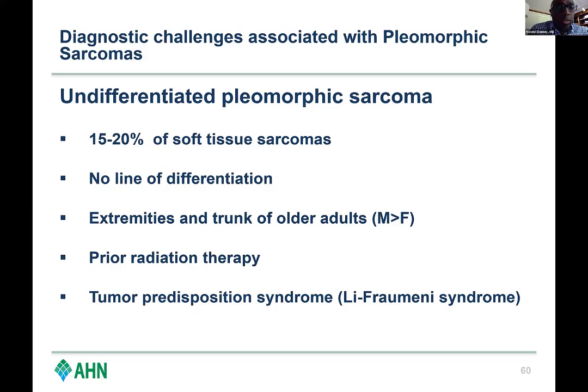And this is the last pleomorphic sarcoma I want to talk about today, undifferentiated pleomorphic sarcoma. This is the most common soft tissue sarcoma, representing between 15 to 20% of tumors. Implied in the name, these tumors show no line of differentiation. They usually arise in the extremity and trunk of older adults. It's more common in men than women. They can be triggered by prior radiation therapy. In some patients with lymphedema, they can arise also.